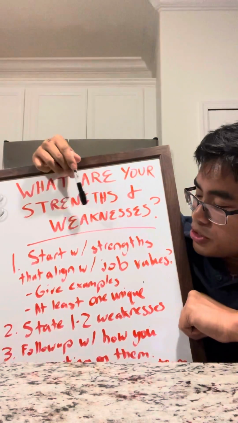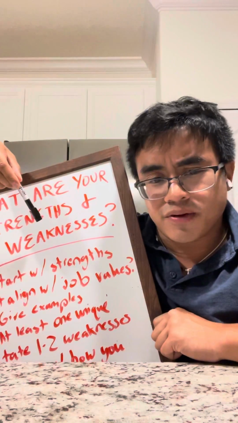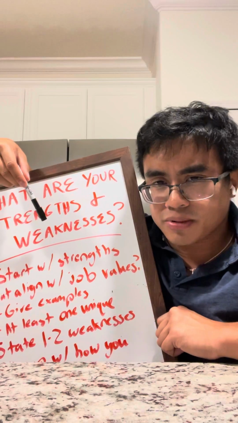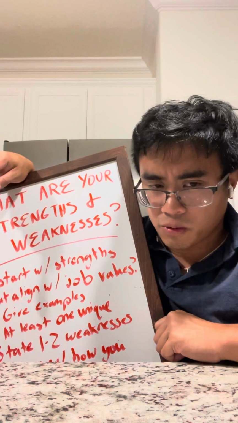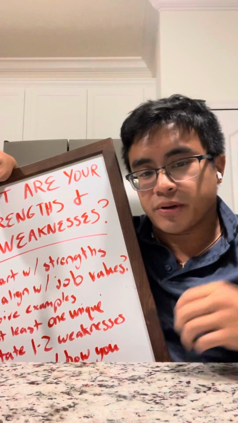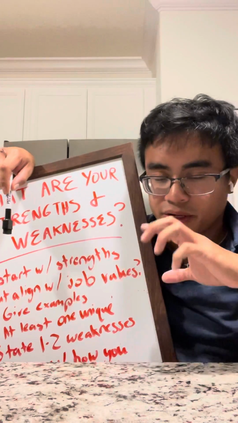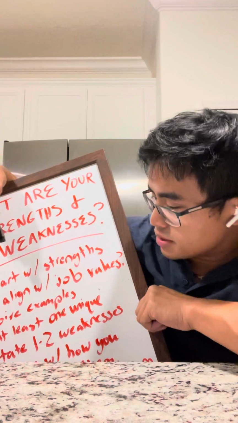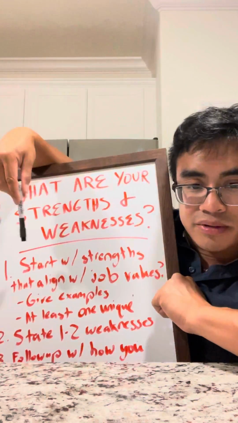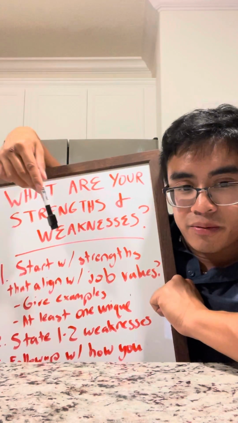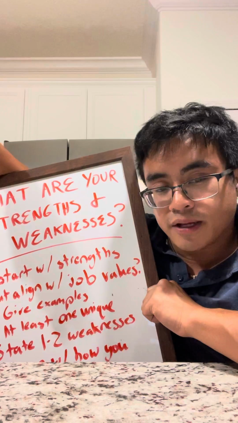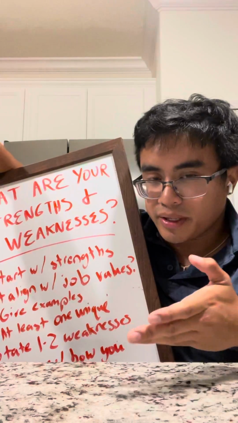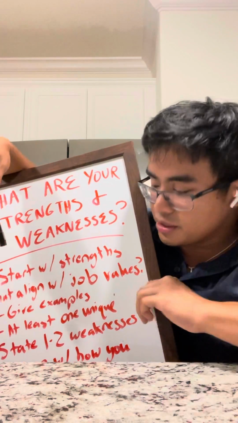So again, start with your strengths that align with the job values. If you can't find those values in the job description, maybe you can go to the company page and find their core values there, and you could try that one as well. But first start out with the job, then you can expand to the company values if you can't find it. And of course, you don't want to list them all out right away. Usually, I just state one or two strengths because the interviewer expects a short answer.